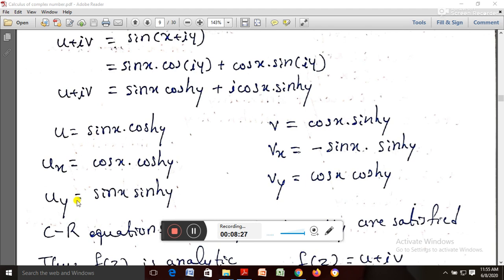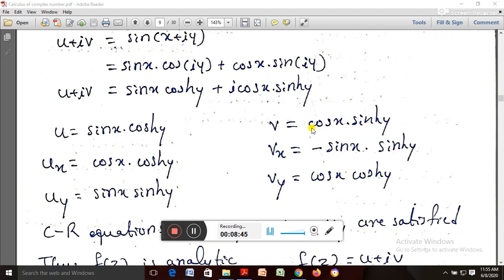Differentiate u partially with respect to y: sin x as it is, and the differentiation of cos hyperbolic y is sin hyperbolic y. Differentiate v with respect to x: the differentiation of cos x is minus sin x, and sin hyperbolic y is constant.